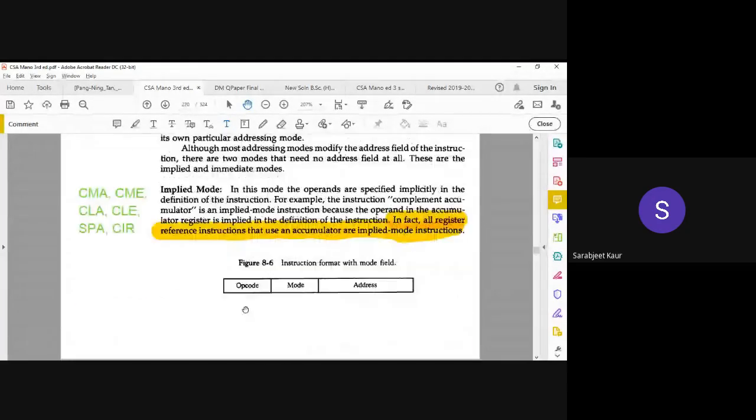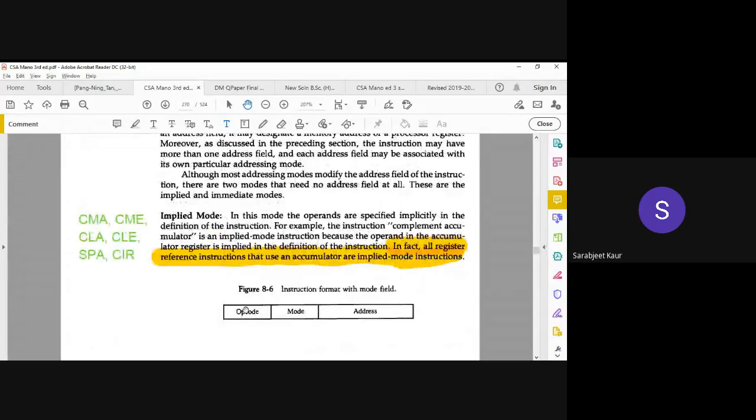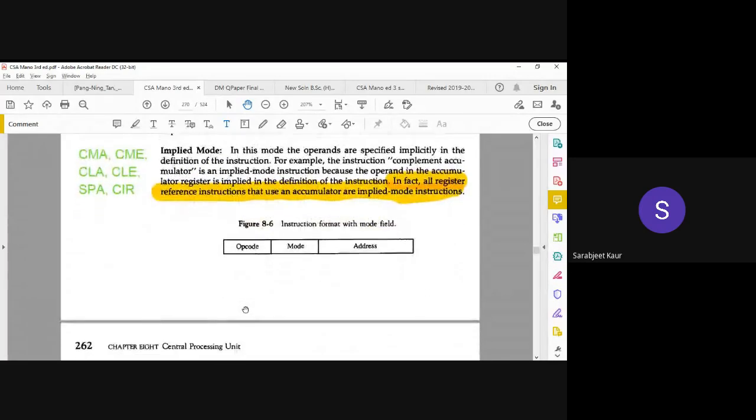Okay, let us start with the addressing modes. The first addressing mode that we are going to discuss today is the implied mode. Now in the implied mode, as the name suggests, the operand is not required to be specified. We neither specify the operand nor its address. The operand is automatically implied.